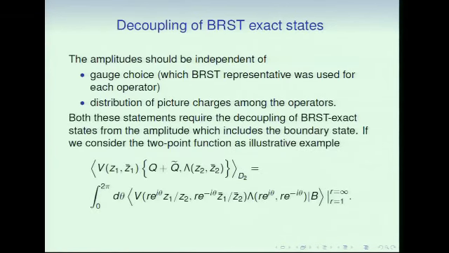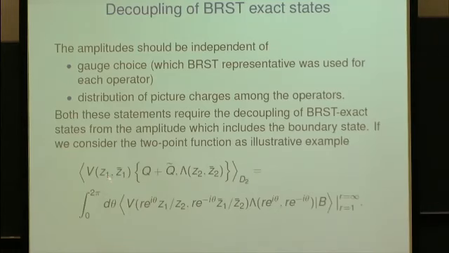So both of these statements require the decoupling of BRST trivial states from amplitudes. The proof for an endpoint function is in our paper. Let me sketch how it works for a two-point function. Let's say we compute, using the procedure I just explained, a two-point function of two vertex operators. One is just a physical state. The other one is BRST trivial, exactly like this.